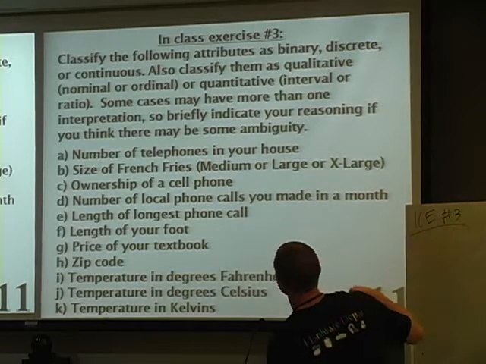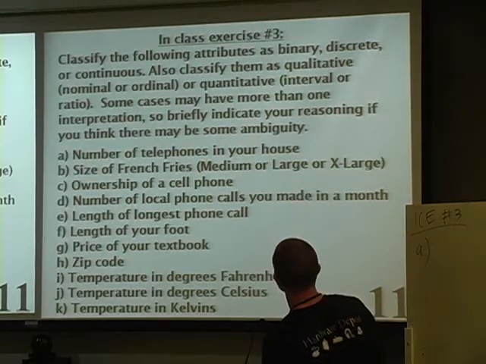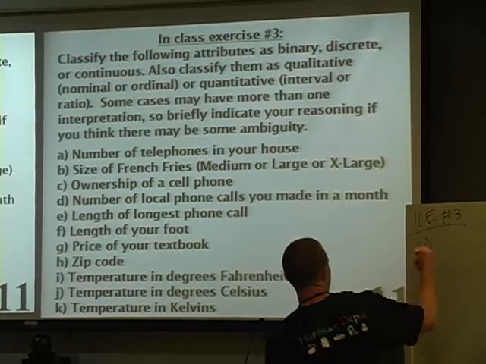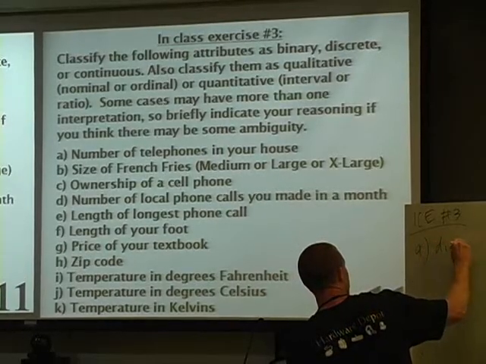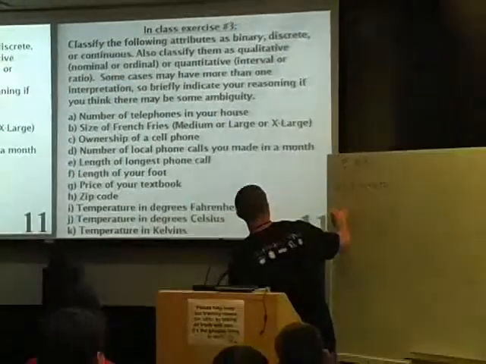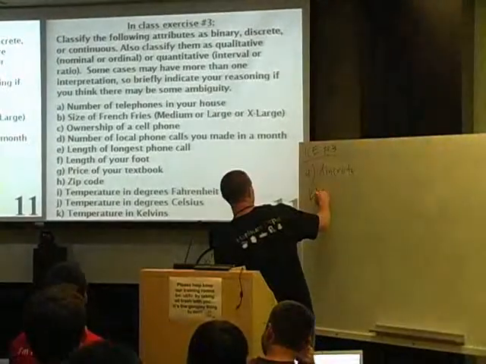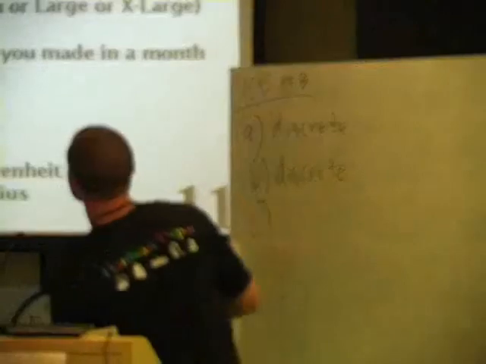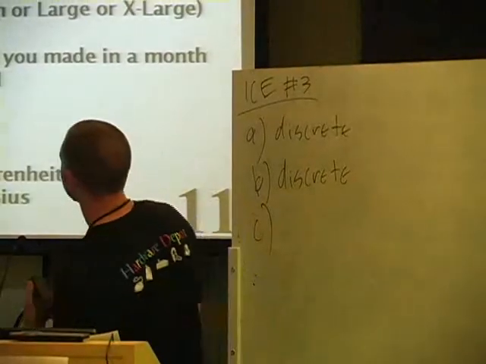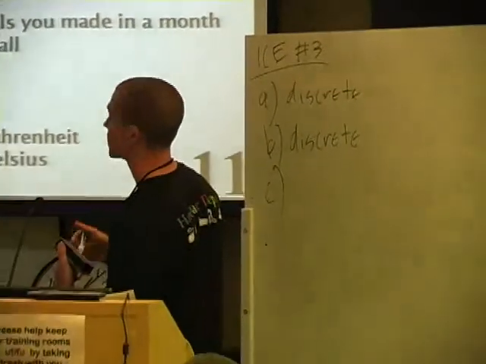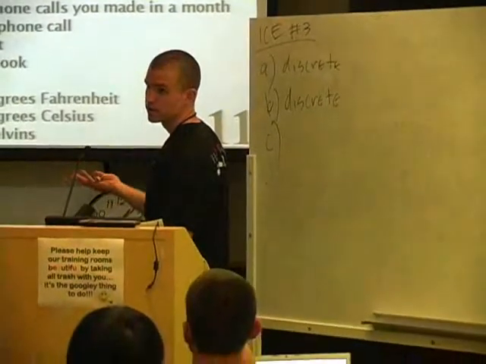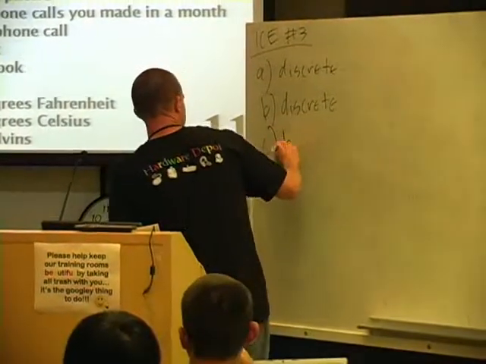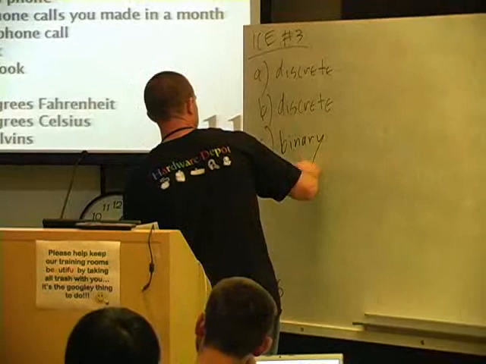So let's just run through these, and stop me if you have any disagreement. Number of telephones in my house, that should be discrete. You can't own half of a phone. Size of French fries, that's going to be categorical and thus discrete. C, I own a cell phone or I do not. That's categorical, but it's not discrete. We would say that is binary, right? You can sort of save some memory by just allocating that to be binary.